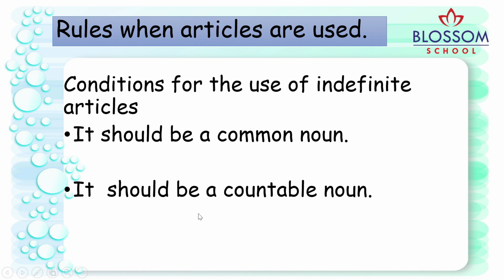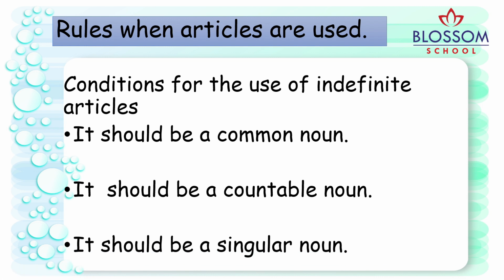What do you mean by countable noun? The nouns that can be counted in numbers. So we have to use the indefinite article before a countable noun. And the third condition is it should be a singular noun. That means the noun should be only one. No, we do not use the indefinite article before plural nouns. These are the 3 conditions which have to be followed while using the indefinite articles.